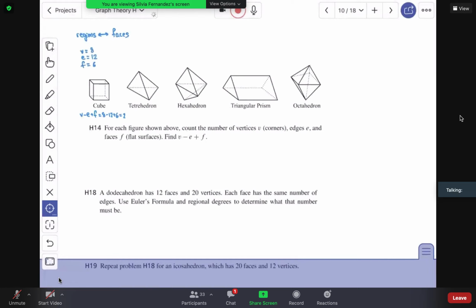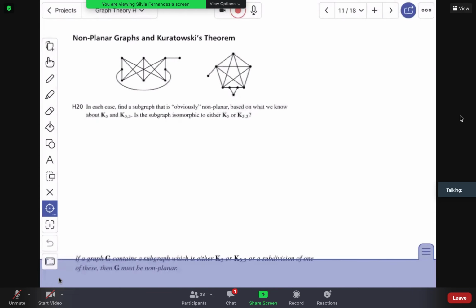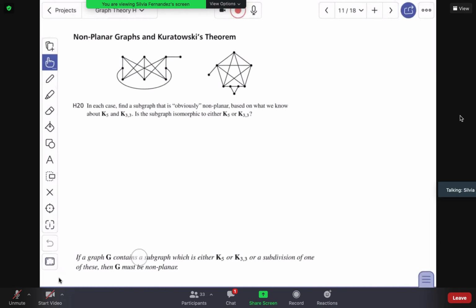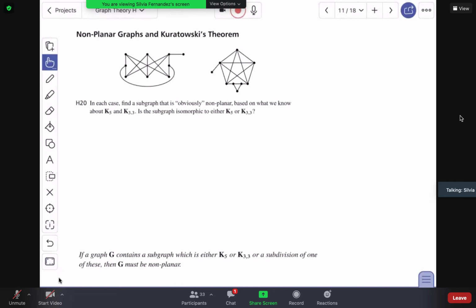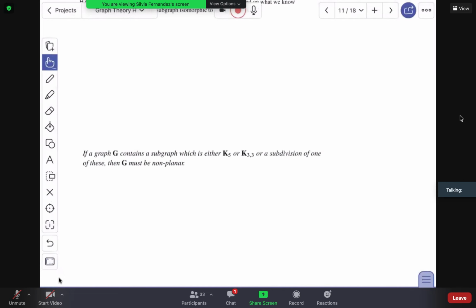Okay? Right, so I really want to go over that third technique, which is Kuratowski's problem. So look, this is the theorem, and I need to explain what it says. If a graph G contains a subgraph which is either K5 or K33, or a subdivision of one of these, then G must be non-planar.